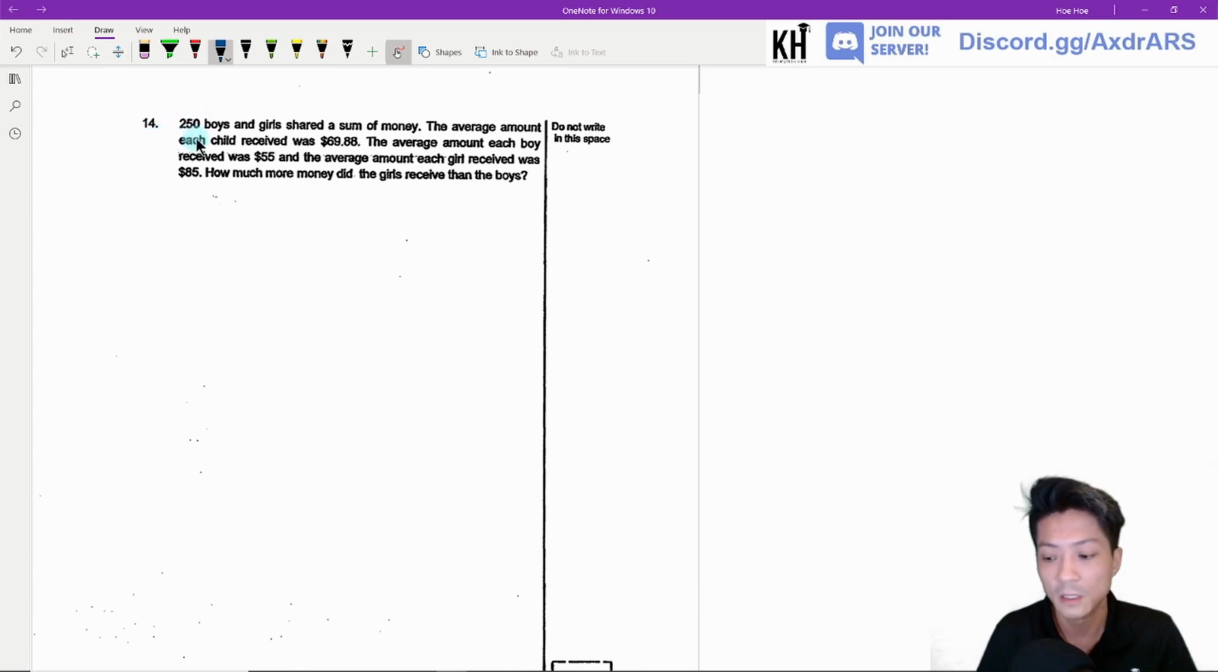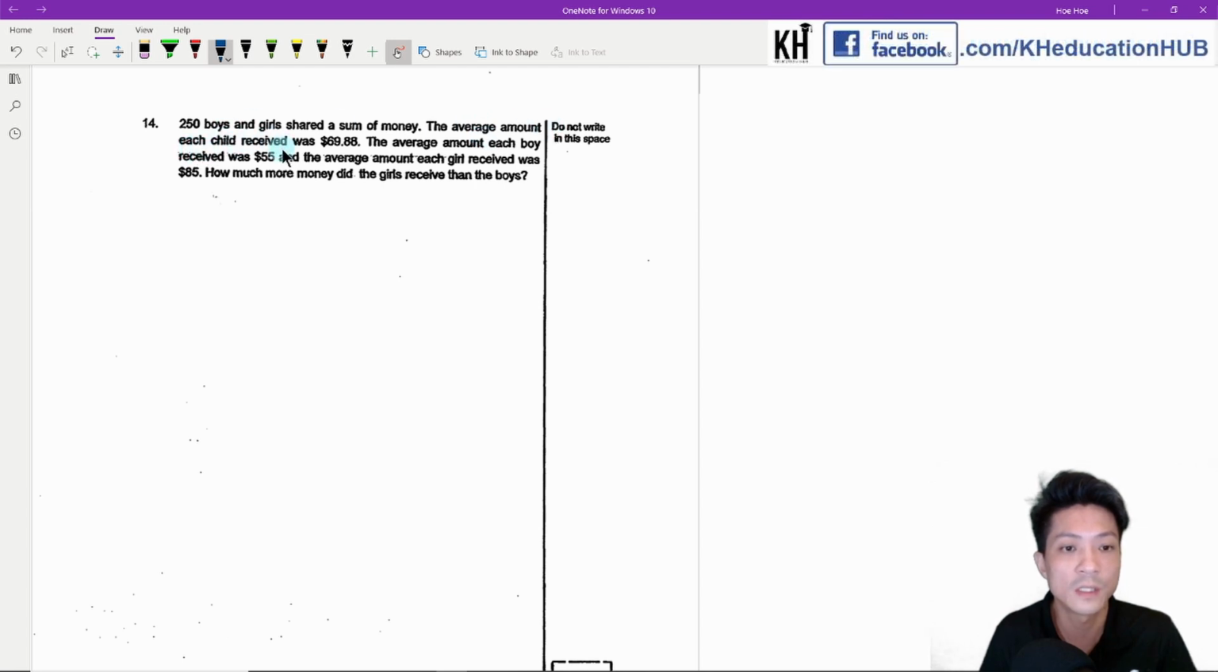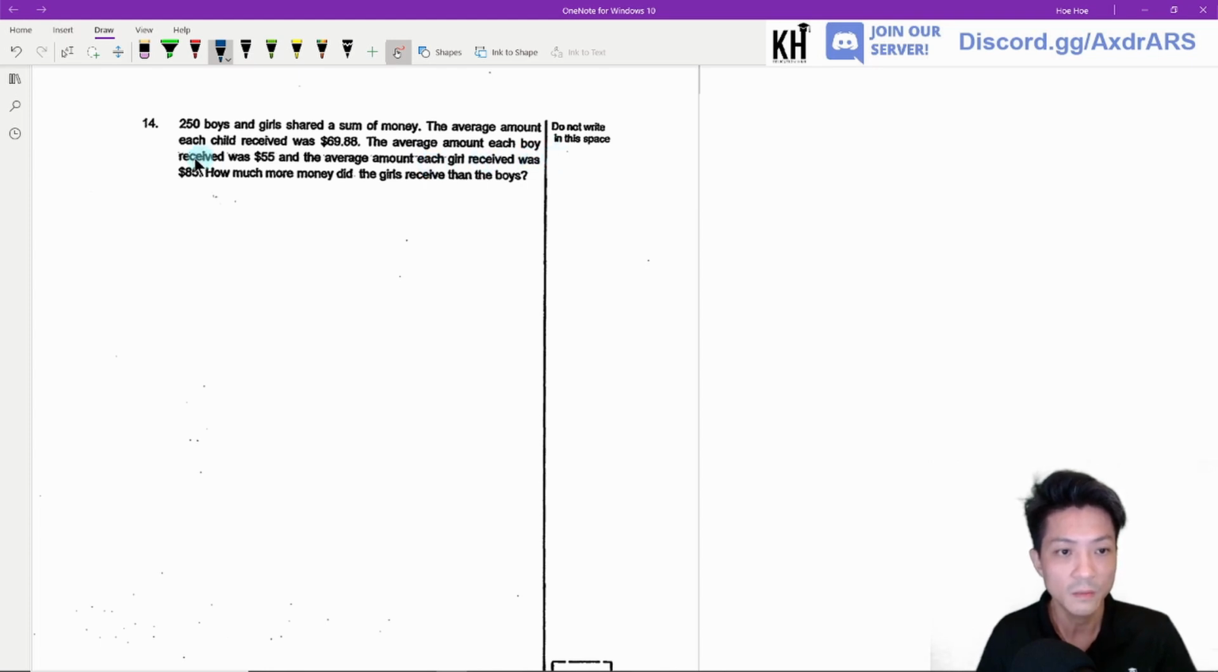Okay, question 14. 250 boys and girls shared a sum of money. The average amount each child received was $69.88. The average amount each boy received was $55, and the average amount each girl received was $85. How much more money did the girls receive than the boys?